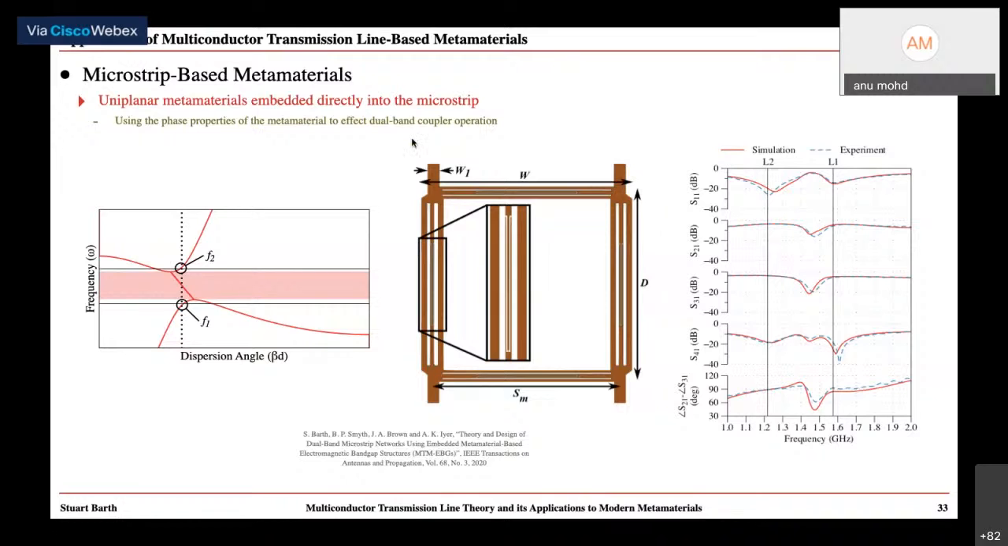Sir, so far no other questions have been seen in the chat box. Sir, this multi-conductor transmission line based metamaterials, up to what frequencies did you work, sir? What was the highest frequency you worked?